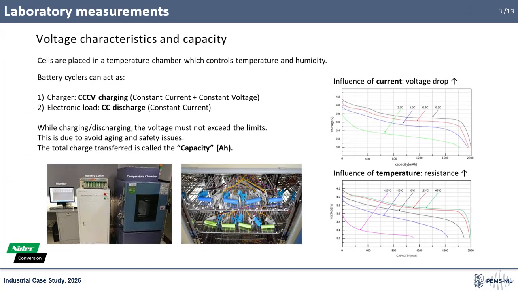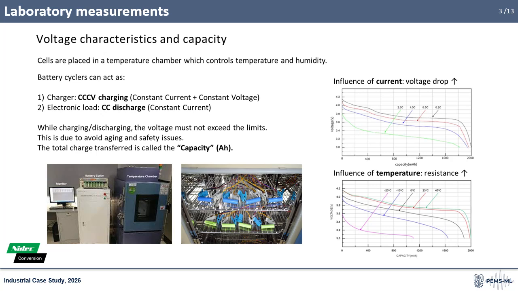The most performed analysis is the discharge curves characterization. The cell is first charged at constant current up to the maximum voltage, and then fully charged at constant voltage until the residual current becomes lower than a threshold. This starting point is considered the fully charged condition. Discharge curves are measured at multiple current rates and different temperatures.